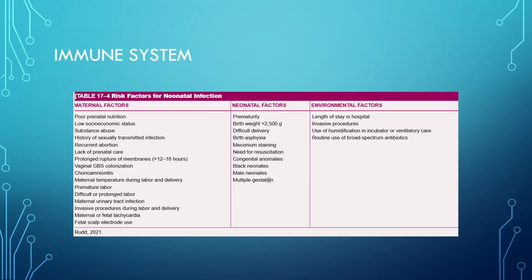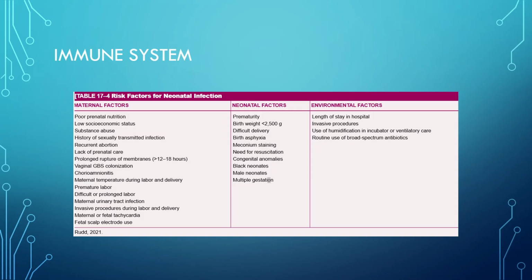Neonatal factors that increase their risk for an infection: their birth weight, so if they're born small, premature, if they experienced birth asphyxia, meconium stained fluid, if they needed to be resuscitated after delivery. Maybe the infant was born with some sort of congenital anomaly. African American babies are at an increased risk, male babies, and also if it's twins, triplets, or multiples.